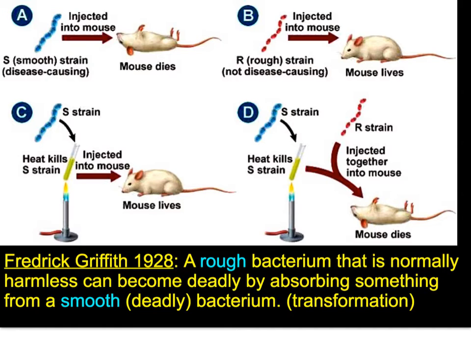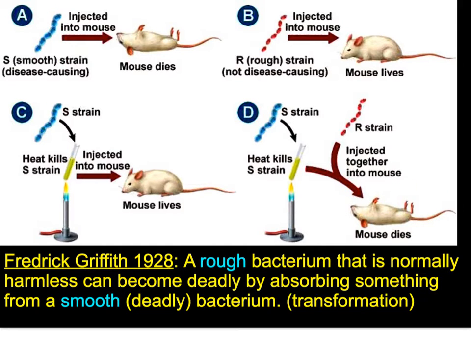His first step was he took that lethal strain of bacteria, he heated them to kill the bacteria, and when he injected it into the mouse, it didn't hurt the mouse, which should make sense to you, obviously. Even if they're lethal bacteria, if you've killed them, they're not going to be able to harm the mouse. But then he did something interesting. He took the lethal bacteria, heated and killed them, and then he mixed in some of these non-lethal bacteria. Then he injected that into the mouse, and the mouse died.